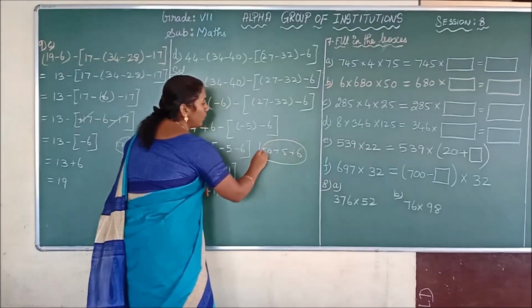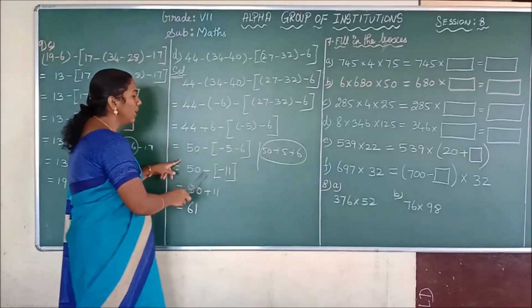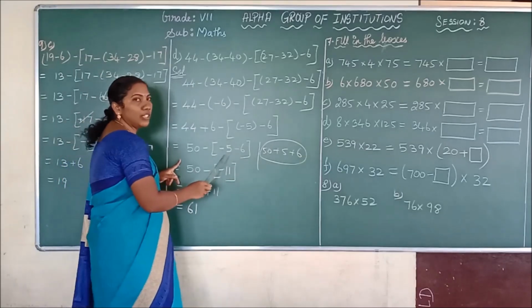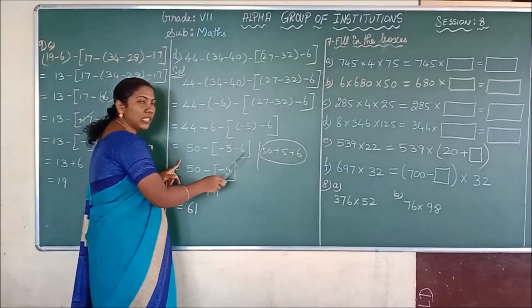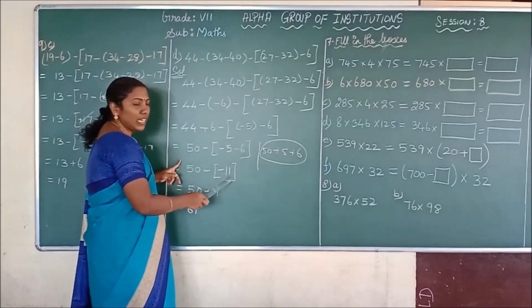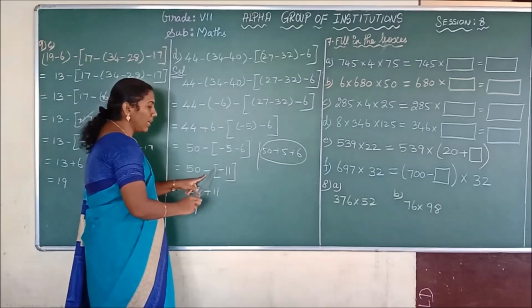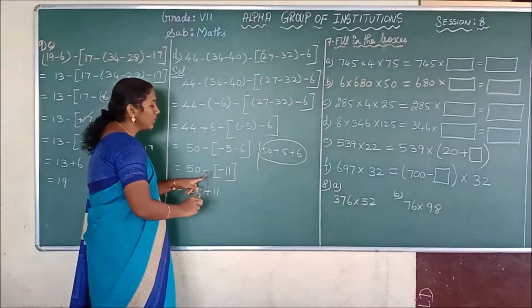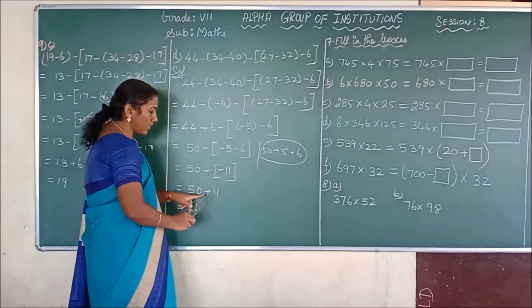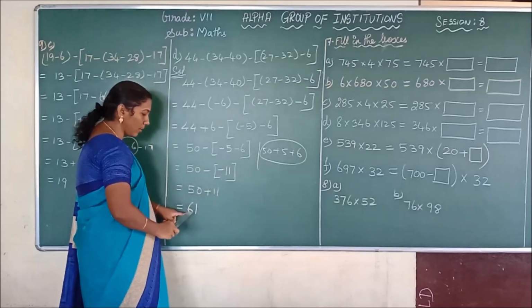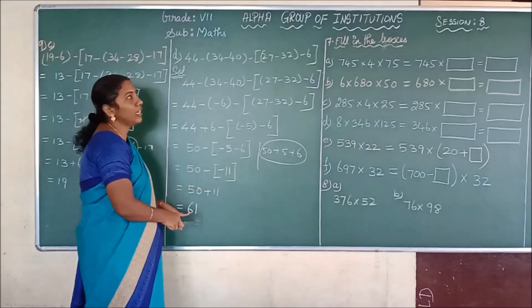You can also simplify this method also. Here I evaluated these two integers first. That is minus 5 minus 6. What do you get? Minus 11. That is 50 minus minus 11. Thus, removing the bracket minus into minus plus, 50 plus 11. Your answer is 61. It's clear, children.